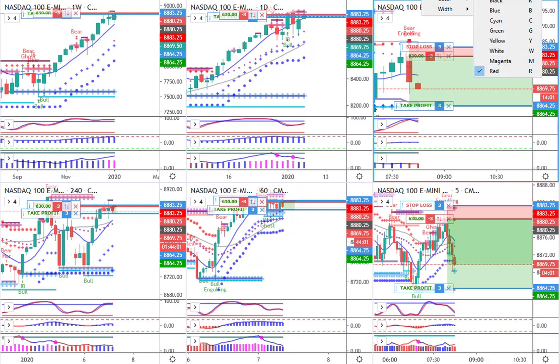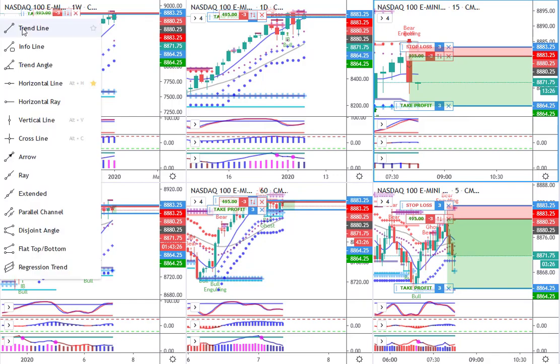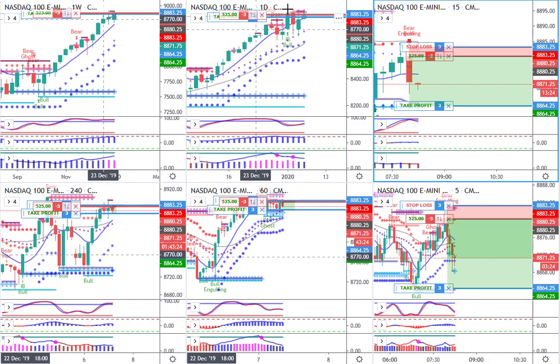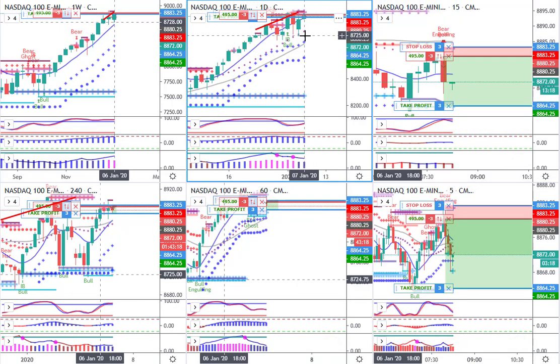Number one, you're actually overextended over on the weekly chart. You've also had a divergence here. And if I draw that out, you can actually see from here to here, you're making higher highs. But over on the Stochastics, you're making a lower high.